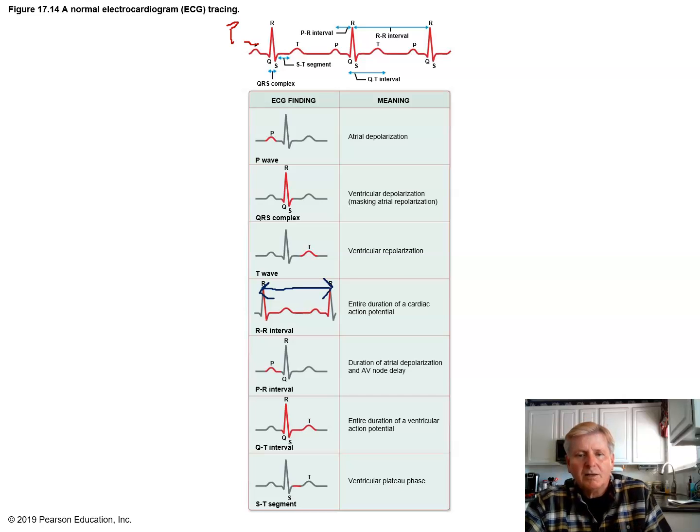Okay, and then your duration of atrial depolarization and the AV node delay would appear right between the beginning of the P wave and right at the beginning of the Q wave. And the entire duration of a ventricular action potential would occur between the QRS complex and the termination of the T wave. Remember, the QRS complex is your ventricular depolarization. Your T wave is your ventricular repolarization.